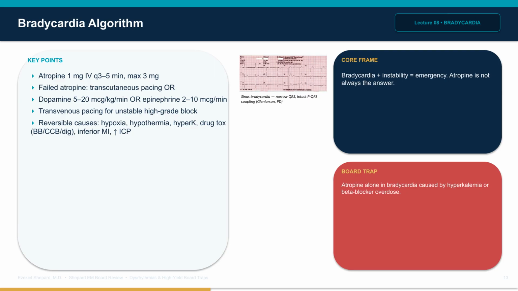The board concept: bradycardia plus instability is an emergency. Atropine is not the answer for every cause. It is typically ineffective in high-degree blocks, Mobitz 2 and complete heart block, because the block is below the AV node, where vagolysis cannot help. Go straight to pacing in those rhythms. Sick sinus syndrome buzzword: tachy-brady syndrome, alternating supraventricular tachycardia and symptomatic bradycardia, classic in older patients, ultimately needs a permanent pacemaker. Lab pearl: check potassium in any bradycardic patient on dialysis, an ACE inhibitor, or spironolactone. Hyperkalemia with peaked T waves and a widening QRS is a board favorite hiding under symptomatic bradycardia.